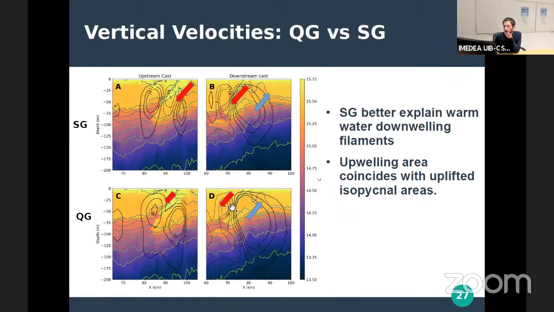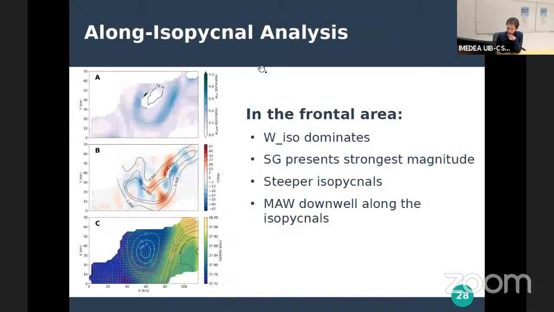And another interesting thing to note is that the positive vertical velocity coincides with areas where the isopycnals are uplifted. And this is interesting because the further analysis that we've been doing is the along-isopycnal one. And so we have been computing, according to what a paper of Mara and Freilich suggests, the ratio between the horizontal gradients of buoyancy and the vertical gradients of buoyancy.